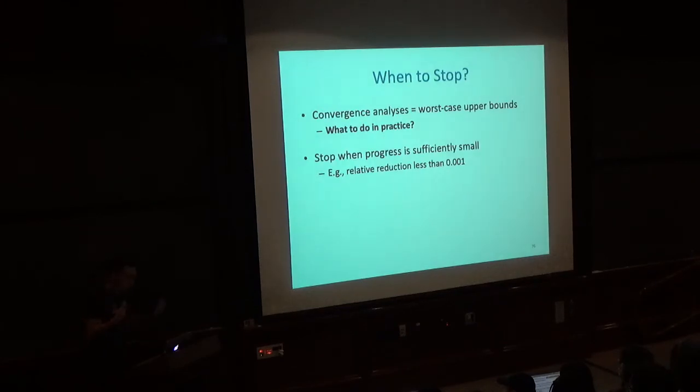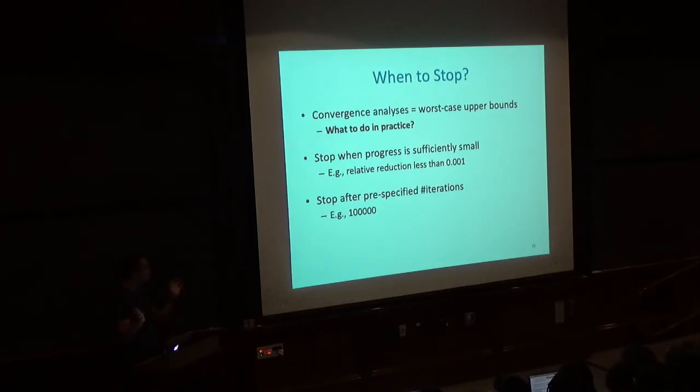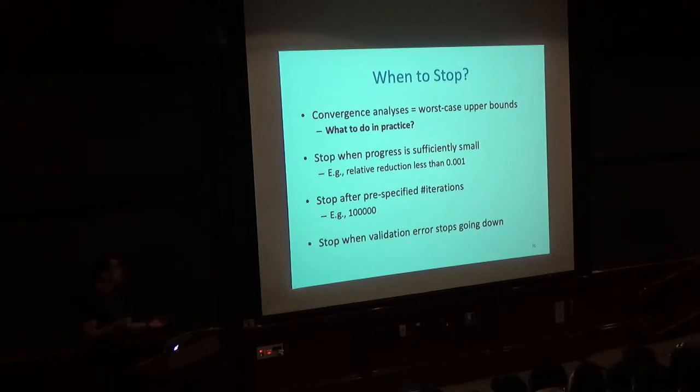Okay, so one way that we can do this is to stop when progress is sufficiently small. If every once in a while we look at the reduction in error and the relative reduction is less than some threshold, let's say less than 0.1%, then we just stop. We stop after a pre-specified number of iterations. So after 10,000 iterations or 100,000 iterations, we stop. We stop when the validation error stops going down.